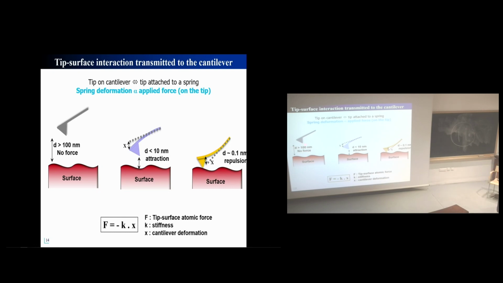When you're far away, no force, the cantilever is flat. When you come closer, attractive forces start to play in the game, and it bends down. And if you push stronger, it bends up. So if you are able to measure this distortion, with Hooke's law and the stiffness, you can measure directly the force that is acting on the tip, not on the cantilever, on the tip.